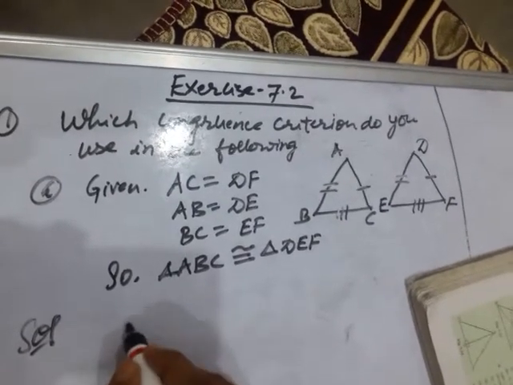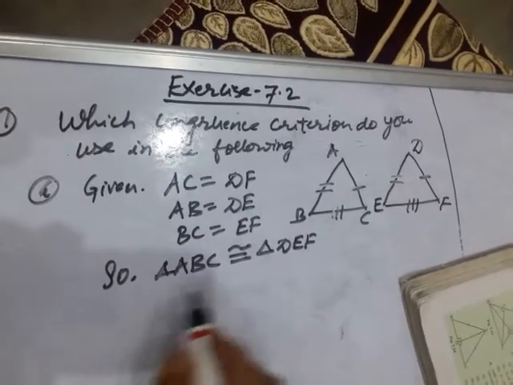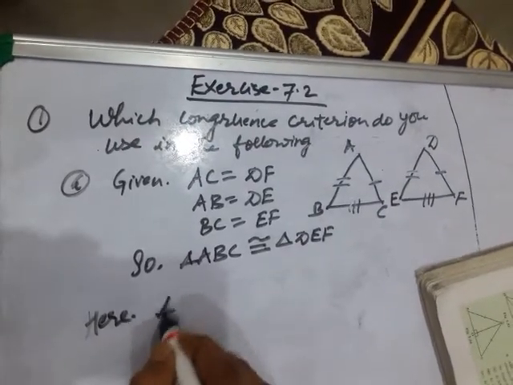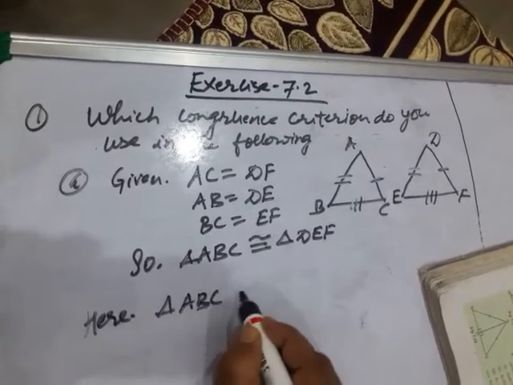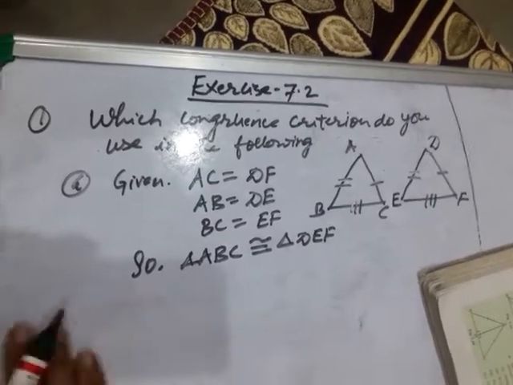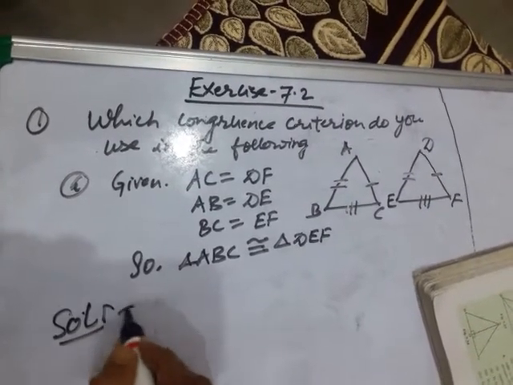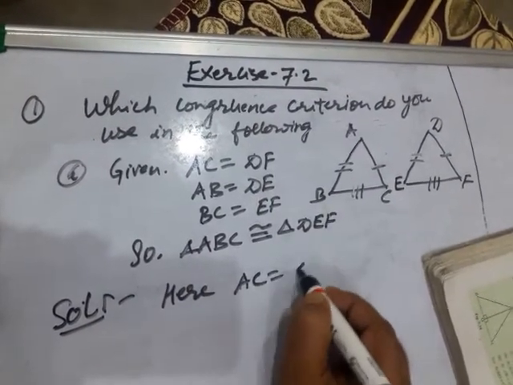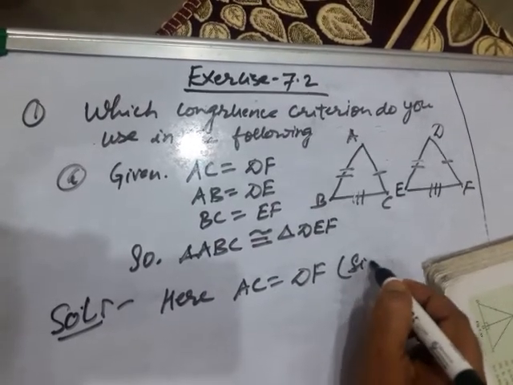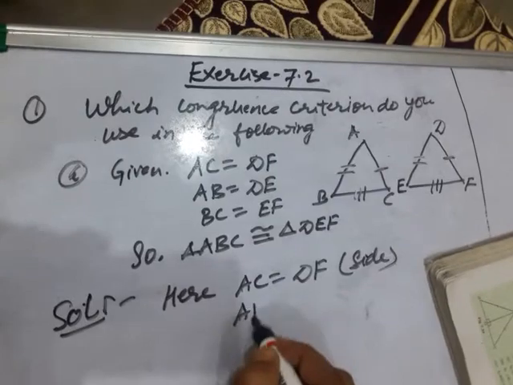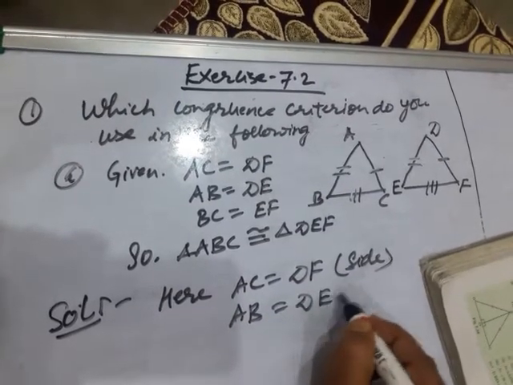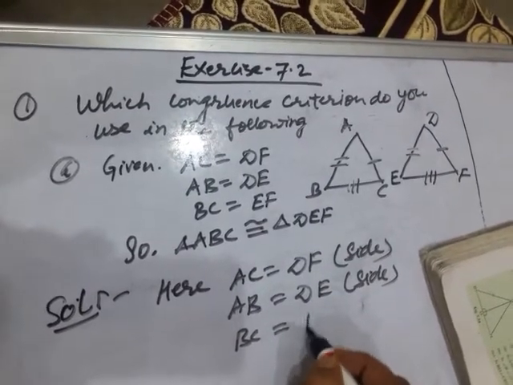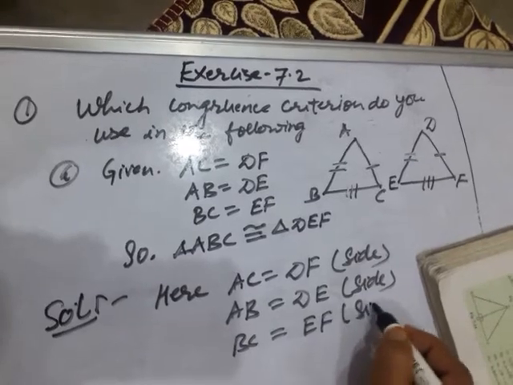Here this is given. Clear? Here you write down triangle ABC. How will you write this in your notebook? Here, draw the figure. Here AC equal to DF, that is a side. Clear? AB equal to DE, that is another side. Clear? BC equal to EF, that is another side, the third side.